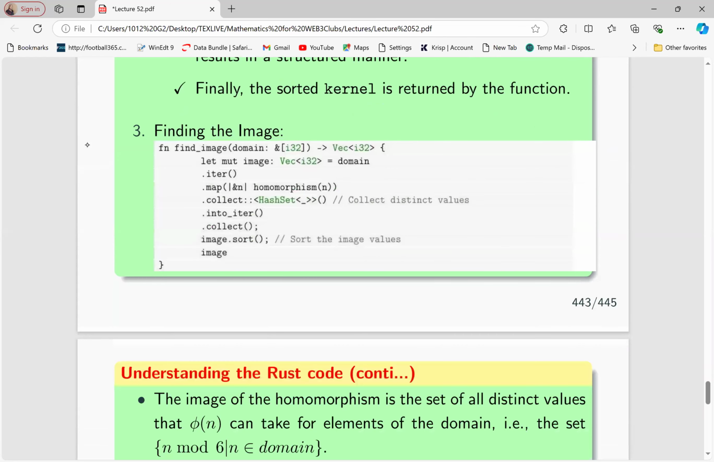Now the image, let the image be mutable. Of course, it will come out as a vector of i32. That is what we have here. To find the image, we take the elements of the domain, which are i32, then they give us a vector. What comes out will be a vector of i32.